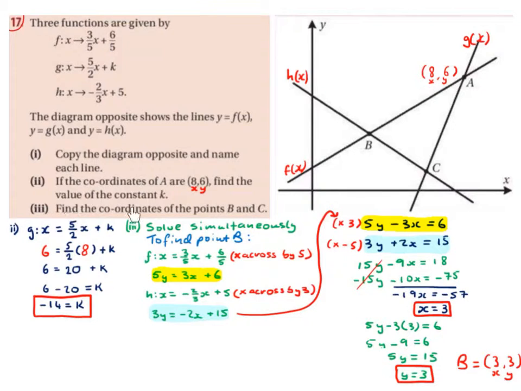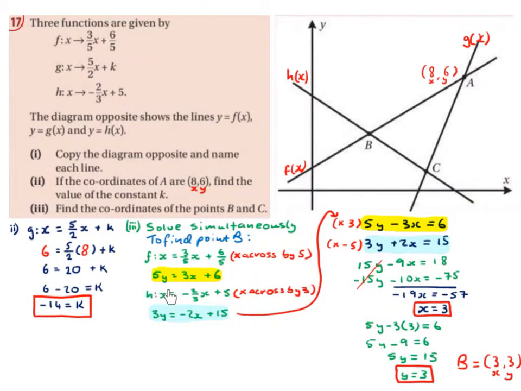Part 3, find the coordinates of the points B and C. So find this point here B and this point here C. So we're going to solve simultaneously. So to find B, we have f of x equals 3 over 5x plus 6 over 5. And we're going to multiply across by 5 to get rid of the fractions. So f of x, we know, is really y. So y multiplied by 5 is 5y. 3 over 5x by 5 is 3x. And 6 over 5 by 5 is 6. So now we've one equation.